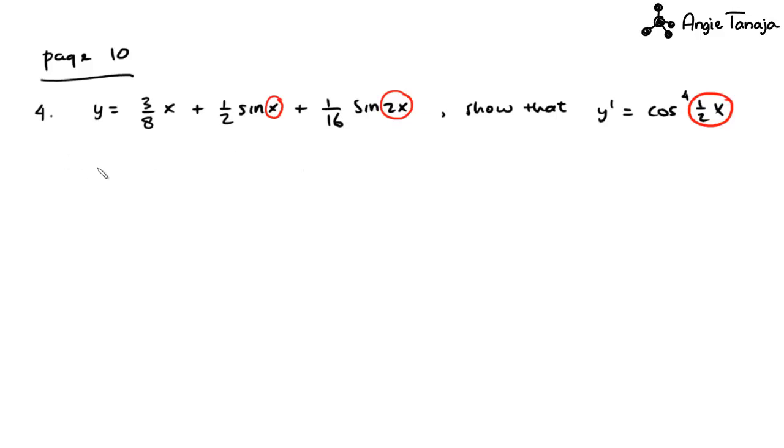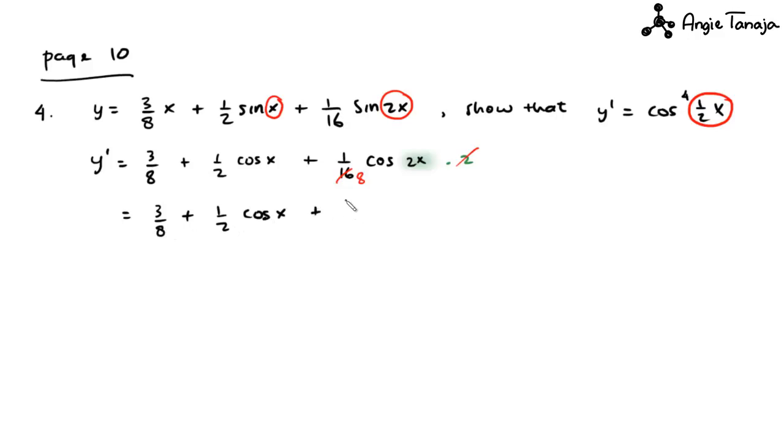So that's the strategy. The y prime will be simply 3 over 8, plus, what is this? Half cos x, and this one will be 1 over 16 times cos of that particular something, and this something is just 2x. Then we times it with the derivative of that, which is 2, right? And I can cancel this to be 8. So then let me refine first.